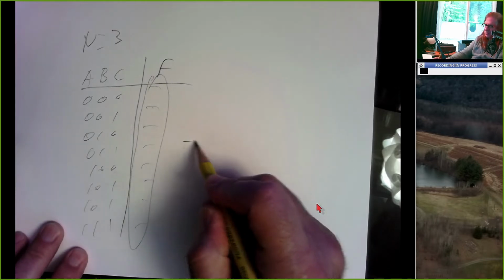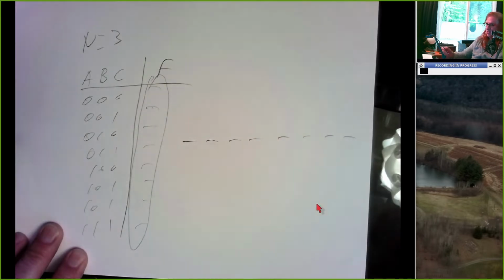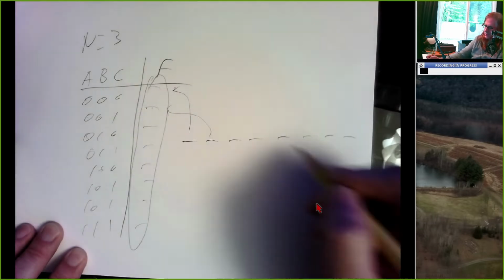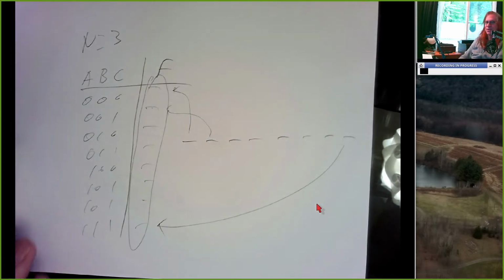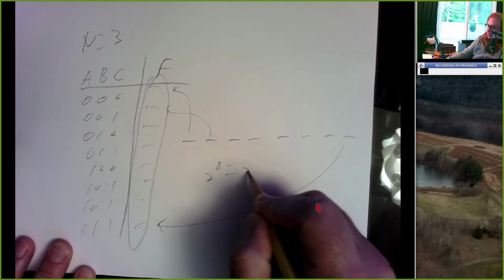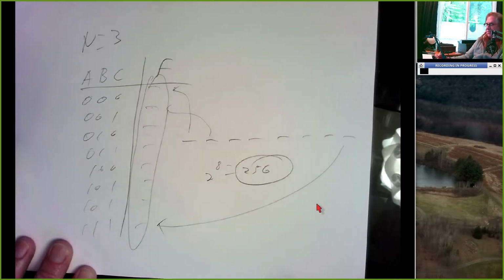So each function corresponds to basically an 8-bit number, where the 8 bits are the values for each row of the truth table. Well, how many 8-bit numbers are there? How many different ways can I write 8 1s and 0s? All right, 2 to the n. In this case, 2 to the 8th is 256. So there's 256 different 3 input functions.